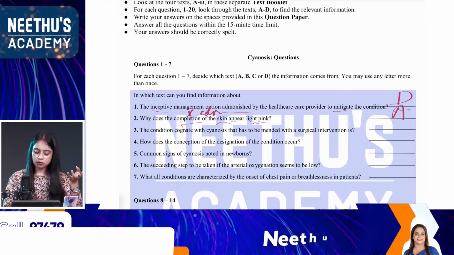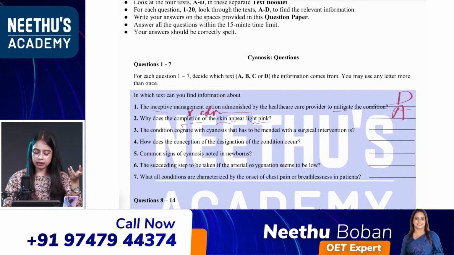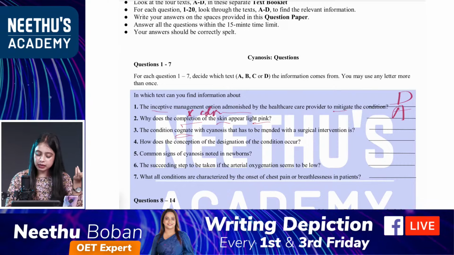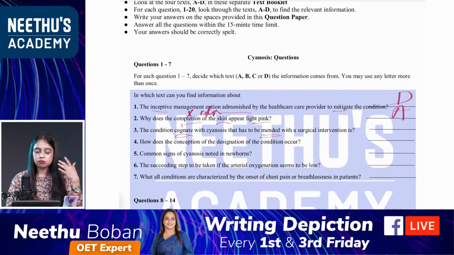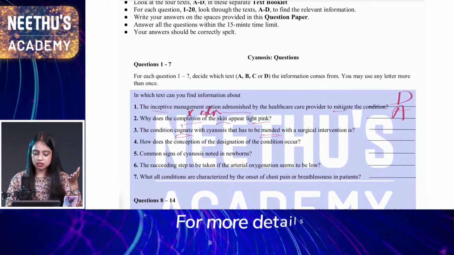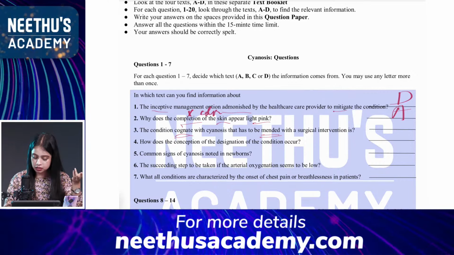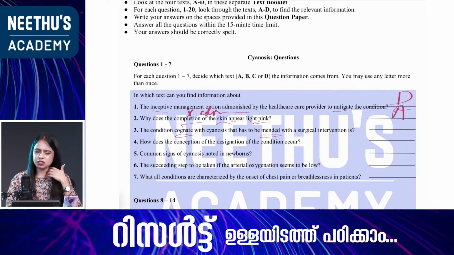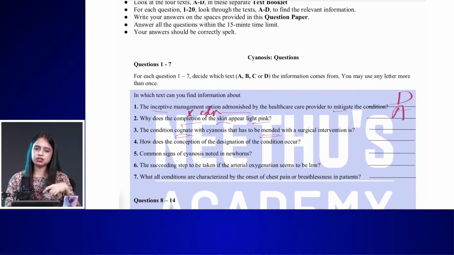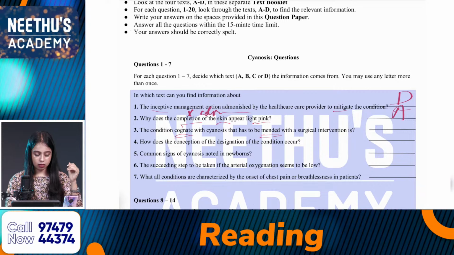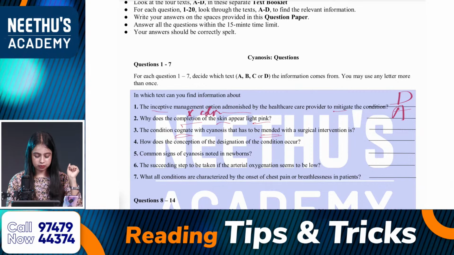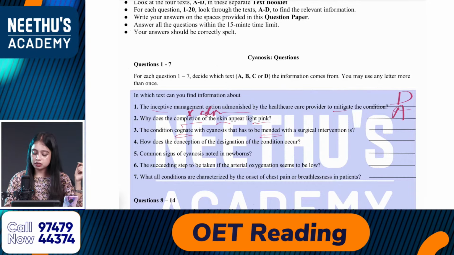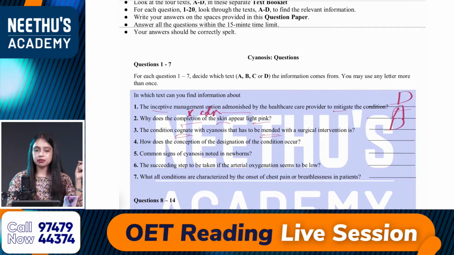Again, I know that you have no idea what is the meaning of the word cognate, as well as mended. So even though these two words are mentioned, we have other keywords there: condition, surgical intervention. Where have they mentioned these surgical interventions? Yes, Shiny and Jobin. Yes, it's D. It is from text D.